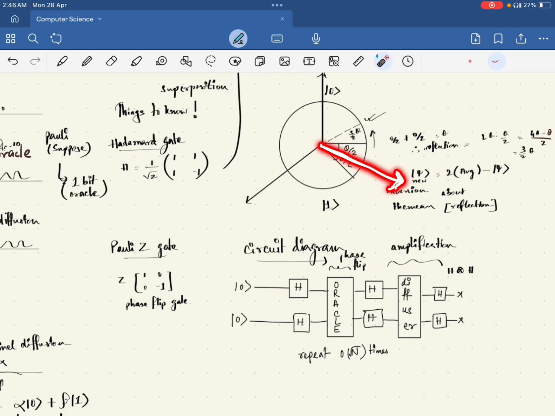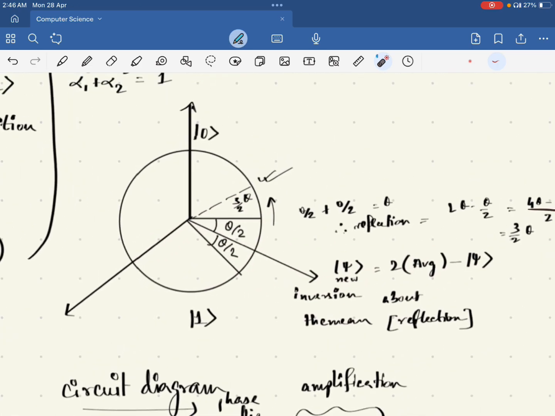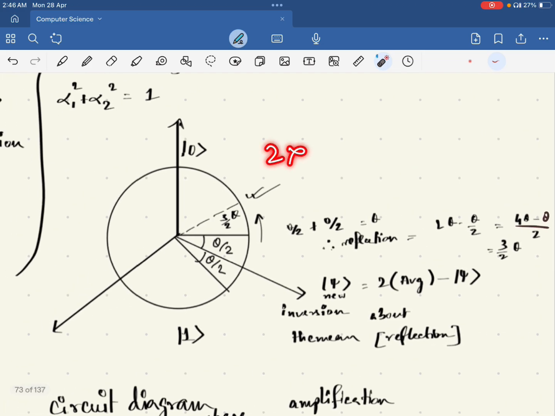This is our state. It's in a superposition state of theta by 2 of 0 plus theta by 2 of 1, as you can see from the diagram. Now, if we find the mean, what would be the mean? The mean would be theta by 2 plus theta by 2, which gives us theta value. And the formula for the reflection is 2 times the mean minus one of the amplitudes.